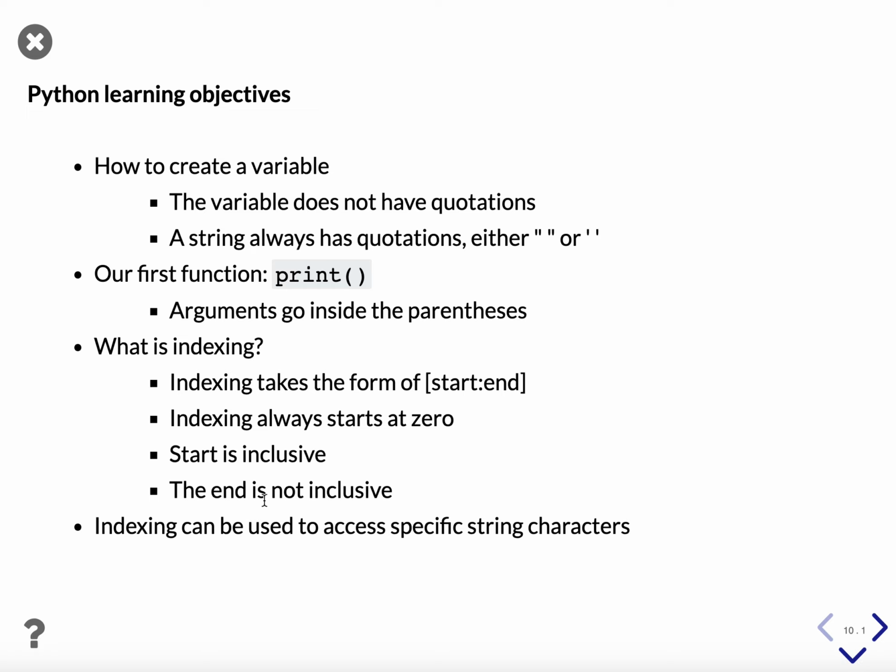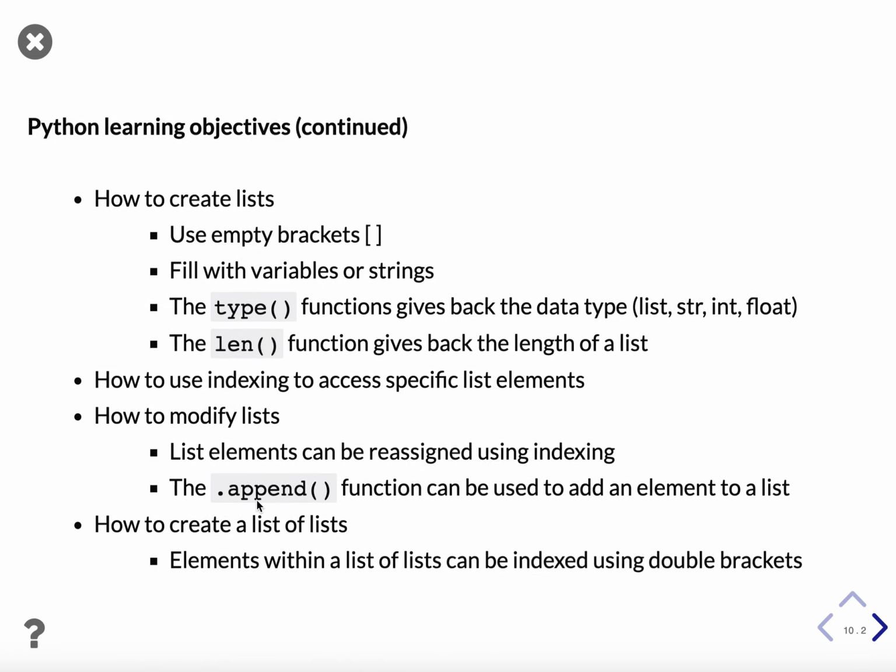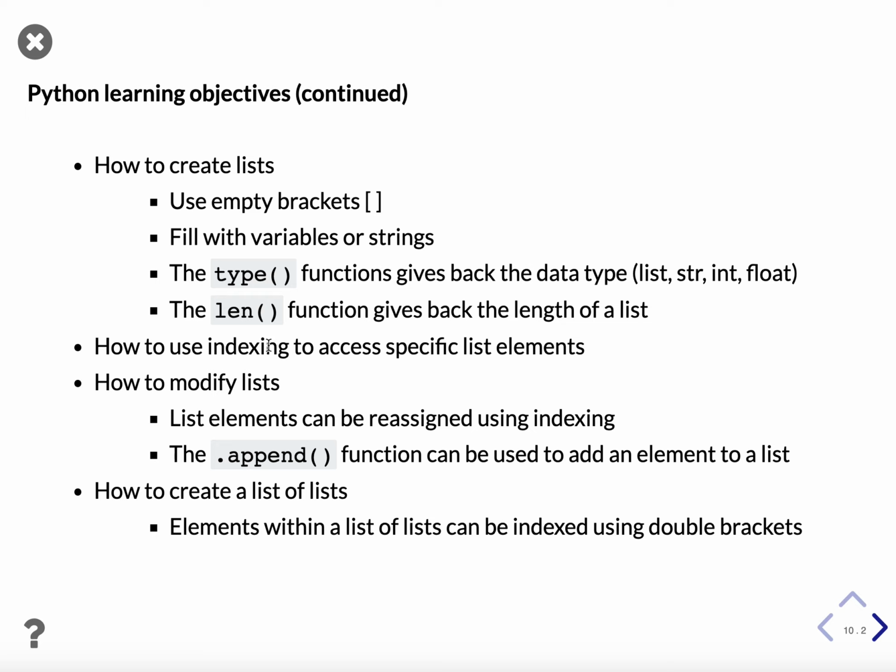Indexing can be used to access specific string characters. We learned how to create lists. You just create empty brackets. You fill your list then with variables or strings or any other type of data type. The type function will tell you the data type that you have, a list, a string, an integer, a float. The length function will give you back the length of a list. We learned how to use indexing to access specific list elements.